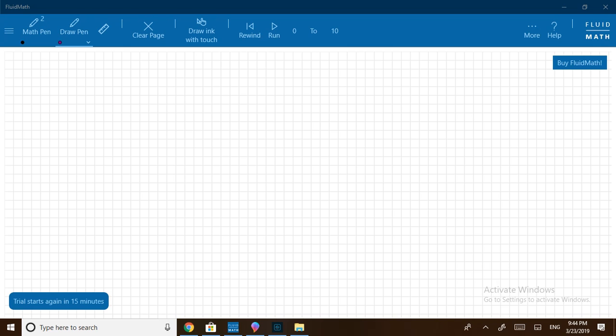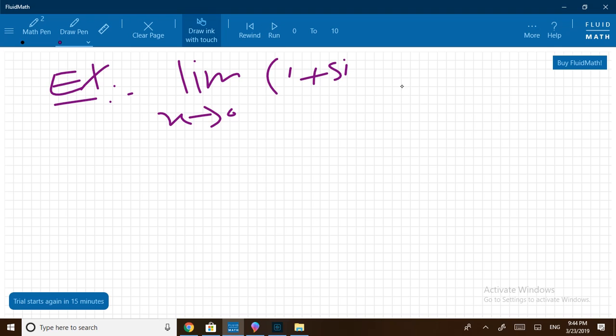Yeah, our next exercise is the limit as x approaches 0 of (1 plus sine x) raised to the power cot x. Okay, cot x. So we will use a similar method.